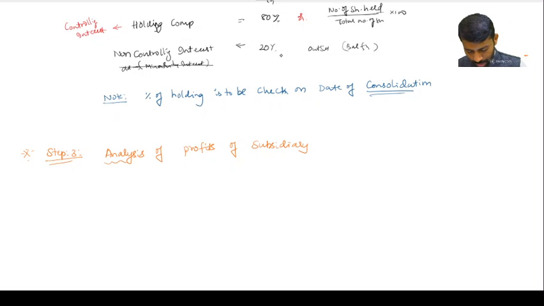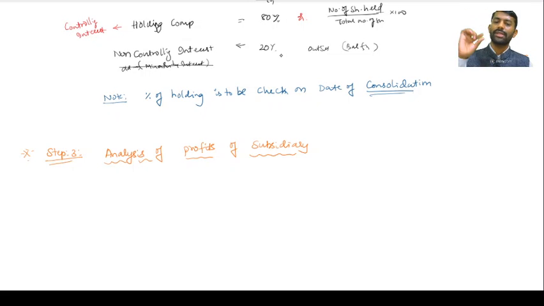Touch your heart and say, in whose book is consolidation applicable? Holding company. That means in the holding company, your financial statements are already ready. So whose financial statements do you have to analyze, whose do you have to add? Subsidiary. Correct? So in the previous 2 steps, I have not checked any financial statements of the subsidiary company. I just said this is my percentage of holding, and the balance is outsiders. Correct?